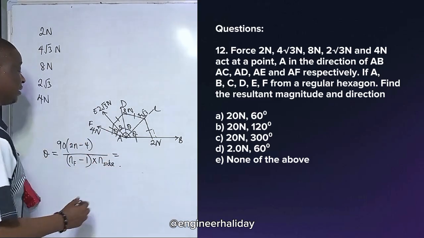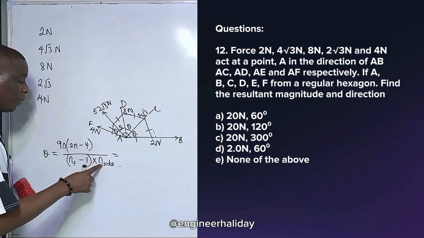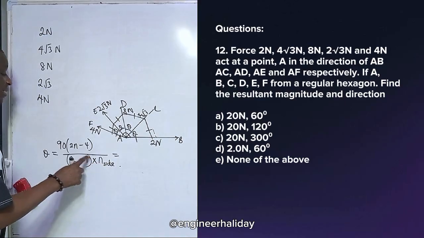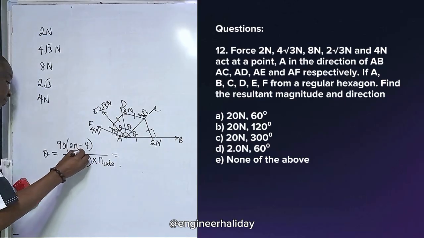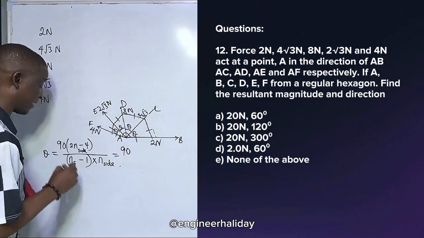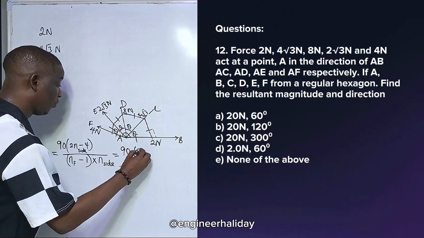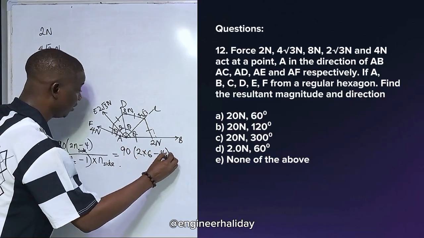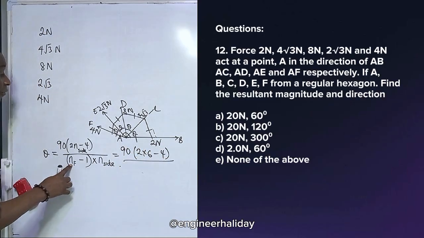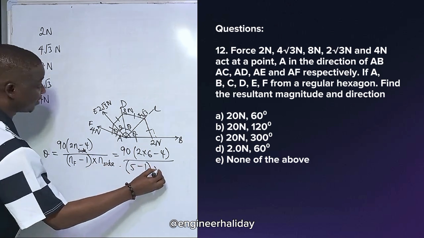So to get theta, you find the number of forces minus 1, times the number of sides, which is 6. Then this number of sides is 2. So what do you have now? 90 into bracket, to get each of the angles. So this one has 2 times 6 minus 4 divided by the total number of forces, 5 minus 1, times the number of sides, 6.